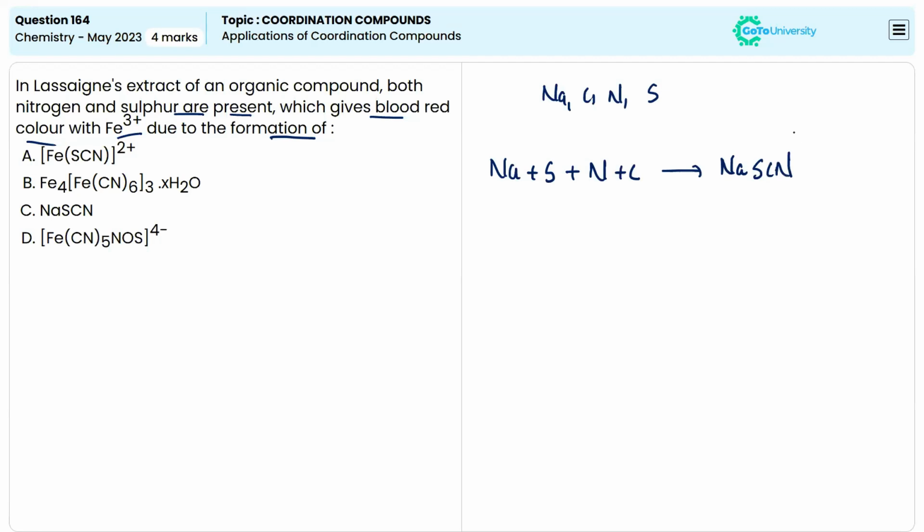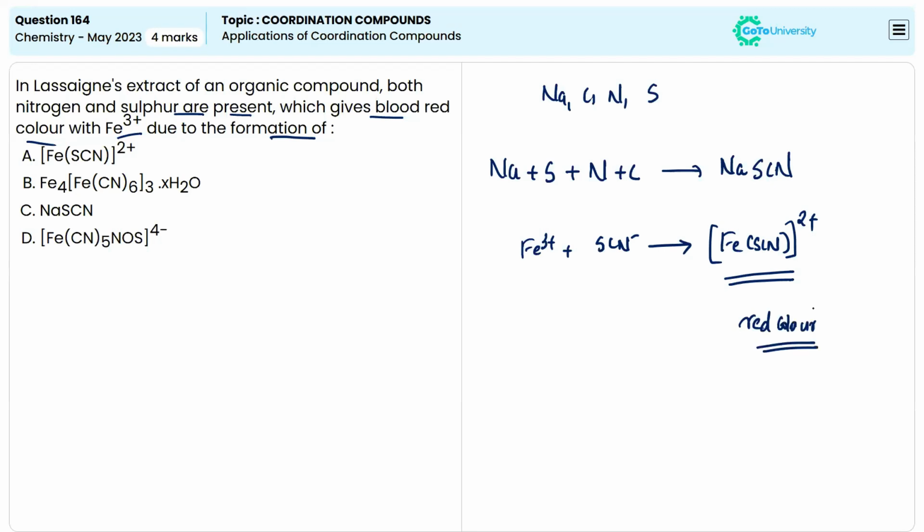So if it is Fe3+ ion, the Fe3+ ion will react with SCN- and they will produce [FeSCN]2+. Okay, so this is the complex which is responsible for the red color. So this is the red colored complex. So from the options we can see that this complex is option A, which will be the correct answer.